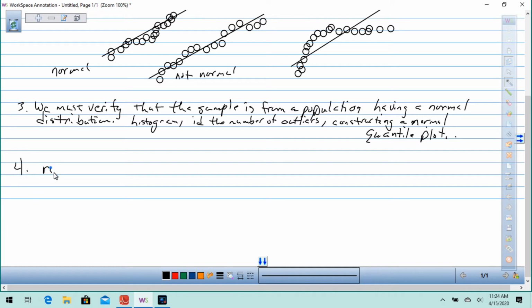So I would say it's roughly bell-shaped and a normal distribution.